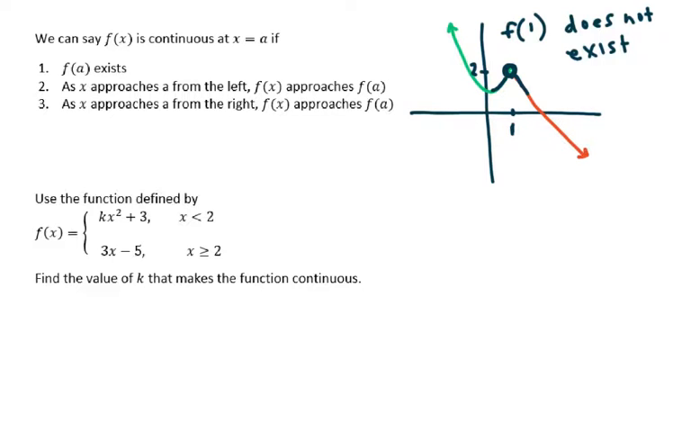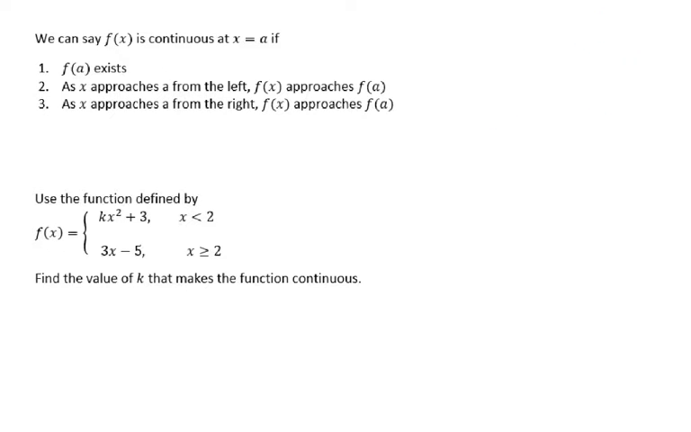We have to take a couple of additional steps to figure out if a function is continuous at a point when we are not given a graph. So I'm going to go ahead and erase this here. For this problem, we are using this piecewise function, and we want to figure out what value of k will make this function continuous.